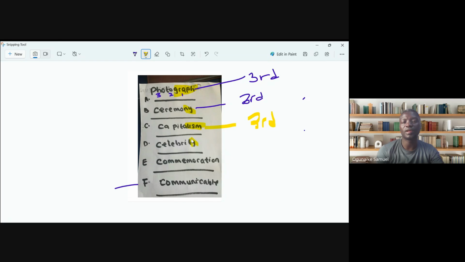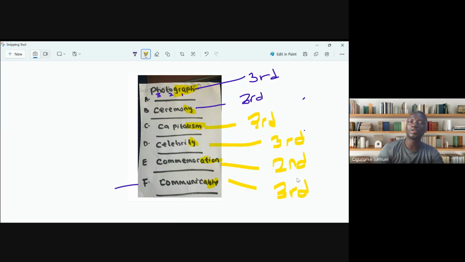This one, we talked about: anything plus y, which is also third. Commemoration, this one is anything shown. This one is the second one. Now, communicable, anything boo, this one is the third one. Anything boo is also the third one. They're just basically rules to master.